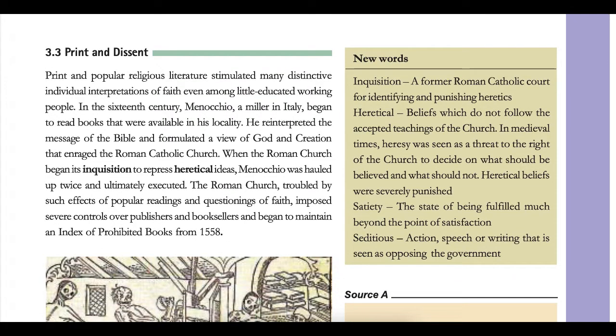Print and Dissent. Print and popular religious literature stimulated many distinctive individual interpretations of faith, even among little educated working people. In the 16th century, Menuccio, a miller in Italy, began to read books that were available in his locality. He reinterpreted the message of the Bible and formulated a view of God and creation that enraged the Roman Catholic Church. When the Roman Church began its inquisition to repress heretical ideas, Menuccio was hauled up twice and ultimately executed.